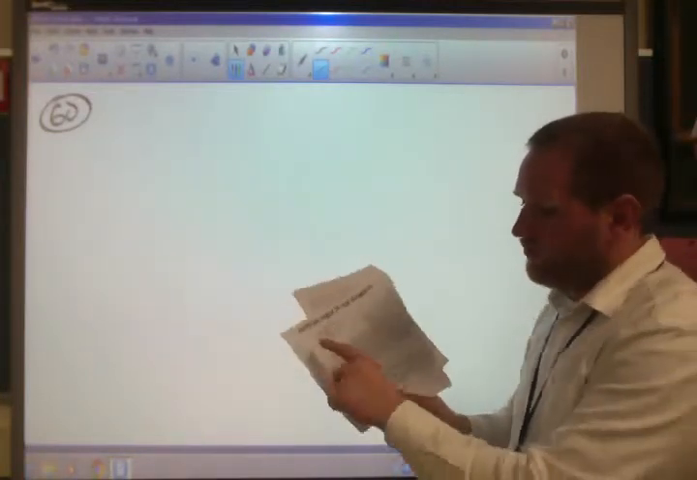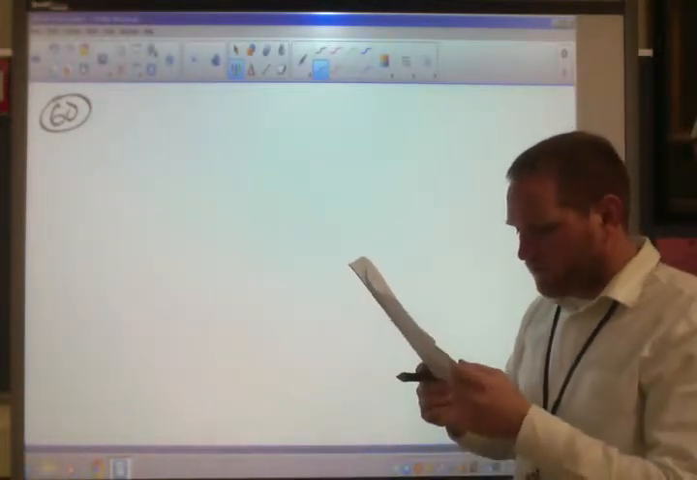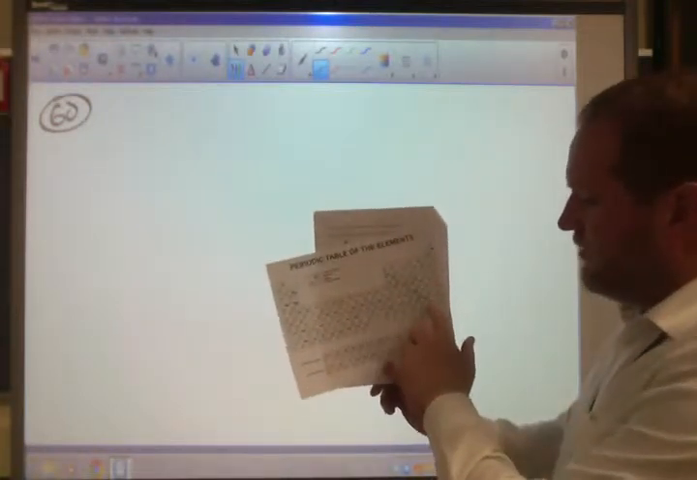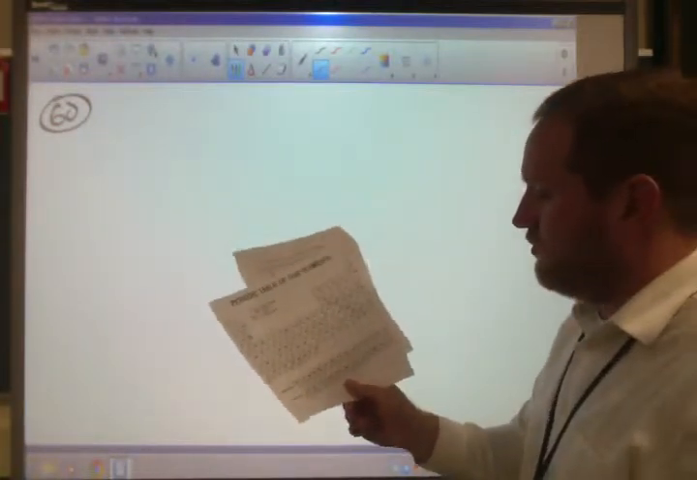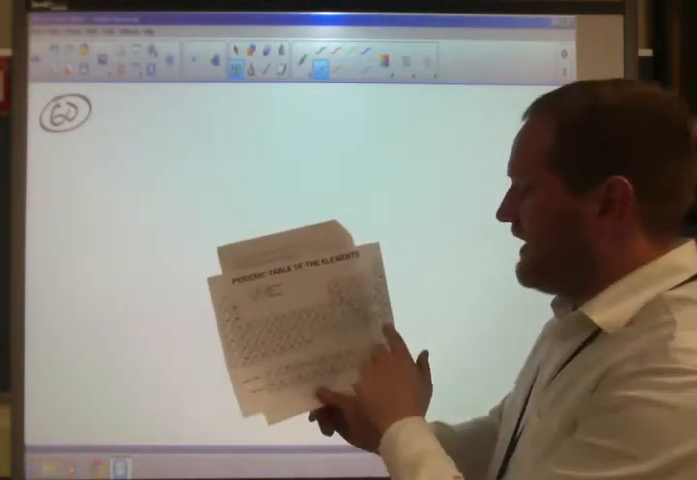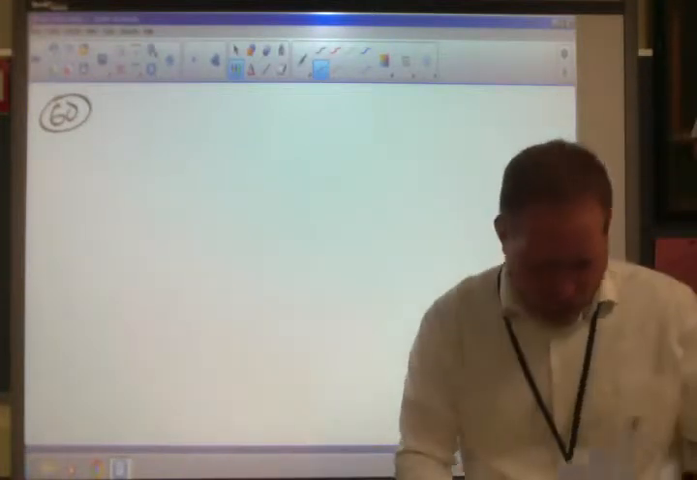Alkaline earth metals, that's group 2. So beryllium, magnesium, calcium, strontium, barium, radium. Halogens, that's group 7A or 17. Fluorine, chlorine, bromine, iodine, astatine. And noble gases, that's group 8A. Helium, neon, argon, krypton, xenon, or radon.